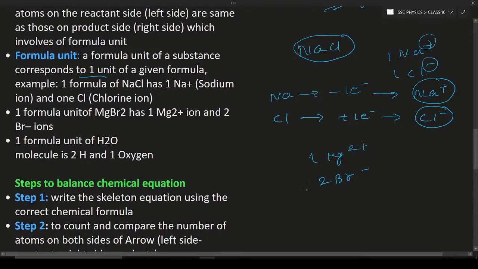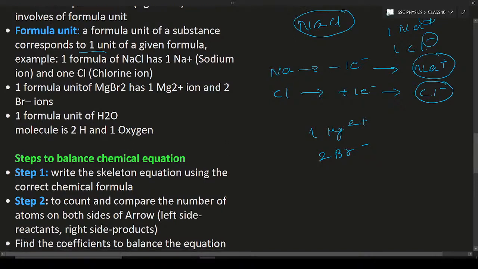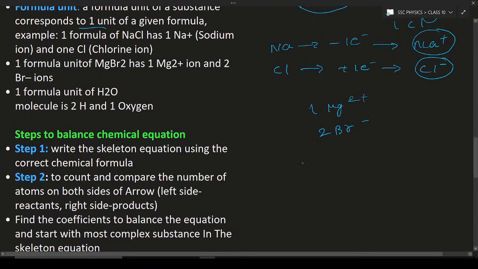Next, the formula unit of H2O is 2 hydrogens and 1 oxygen. So this is about formula unit. Formula unit means the number and kinds of atoms present in the chemical compound.